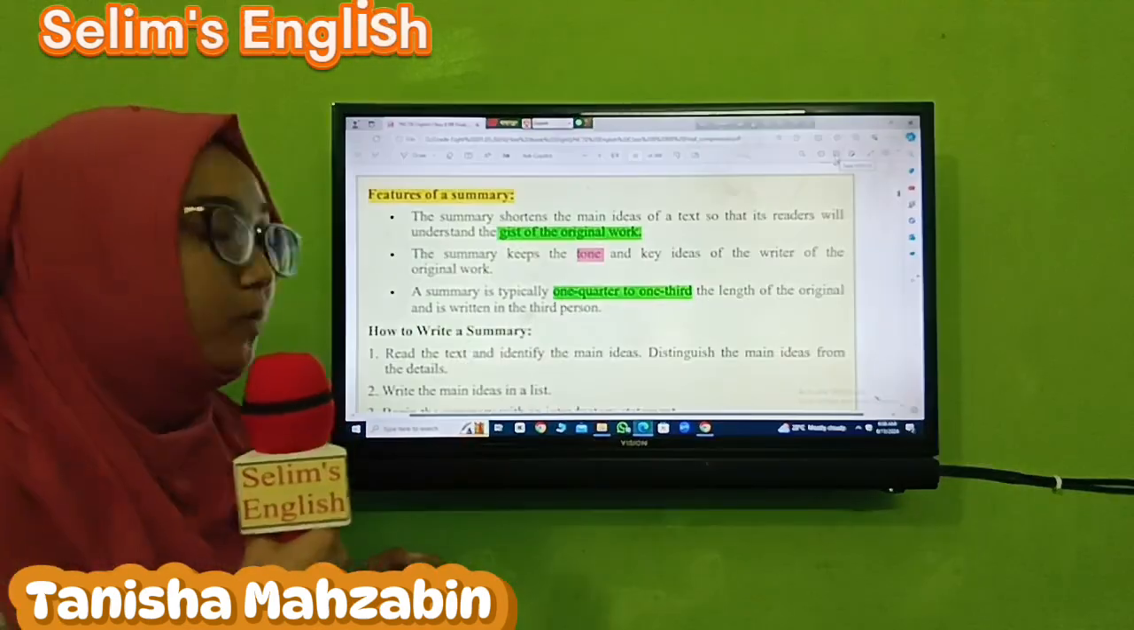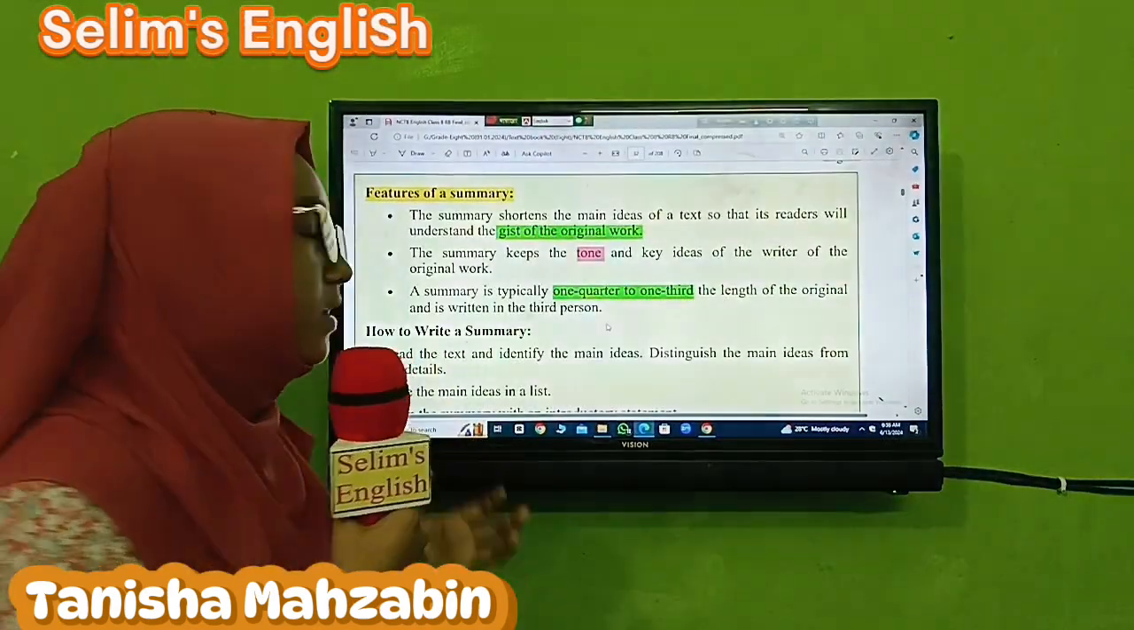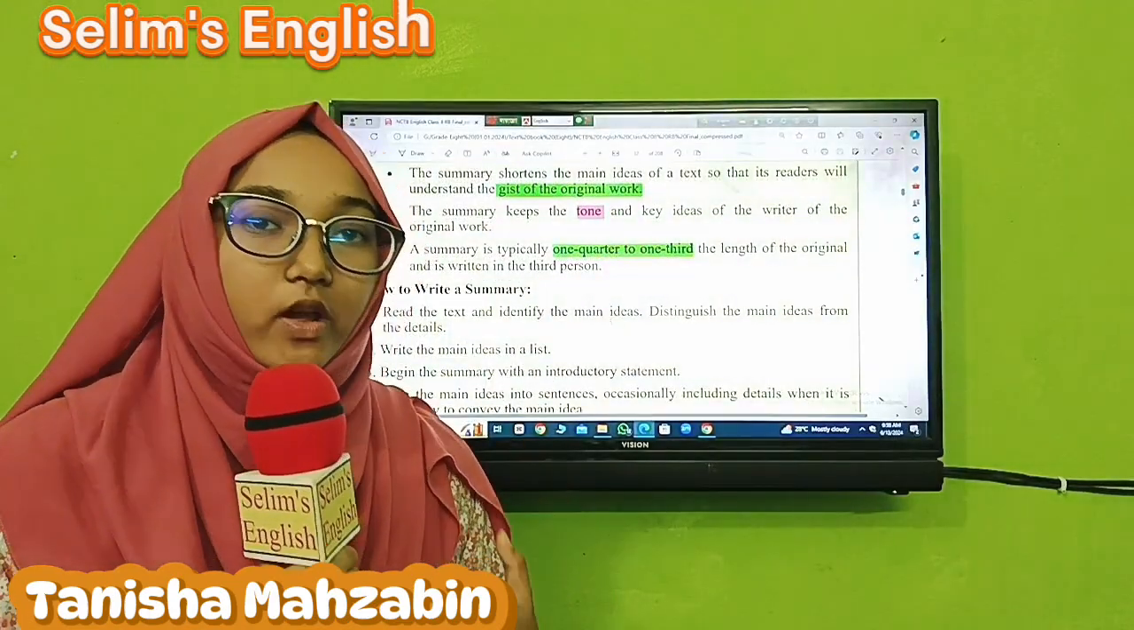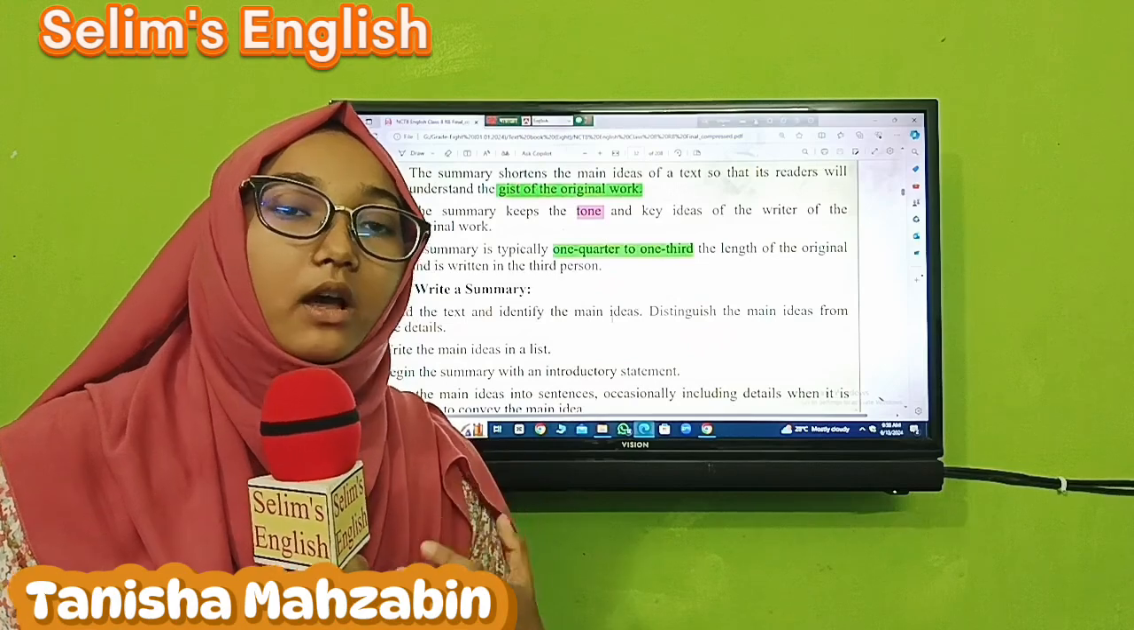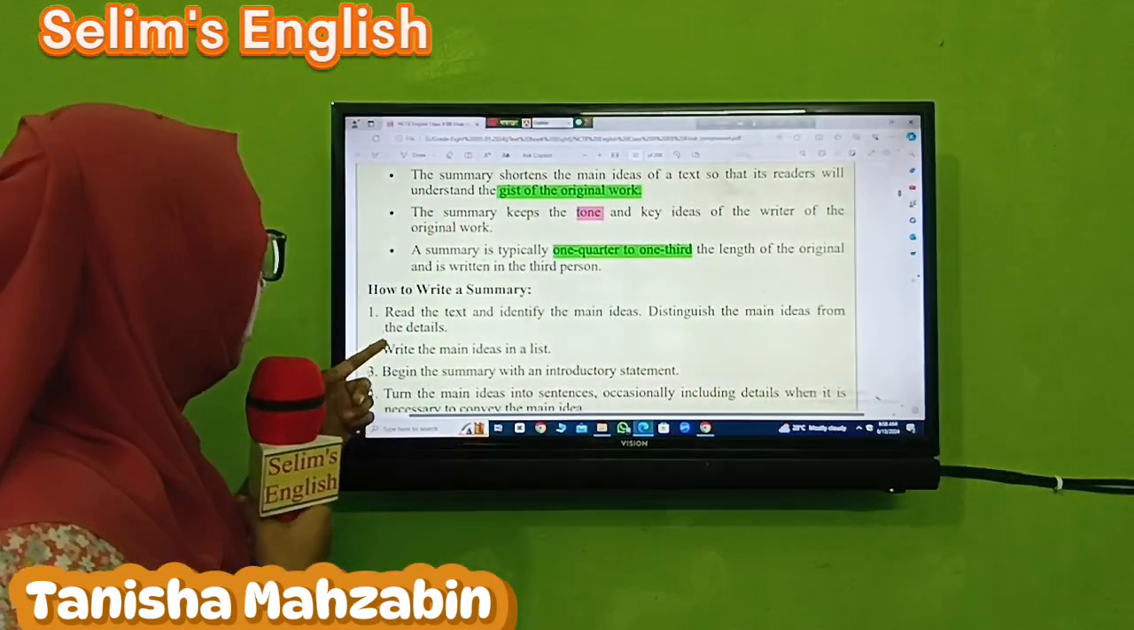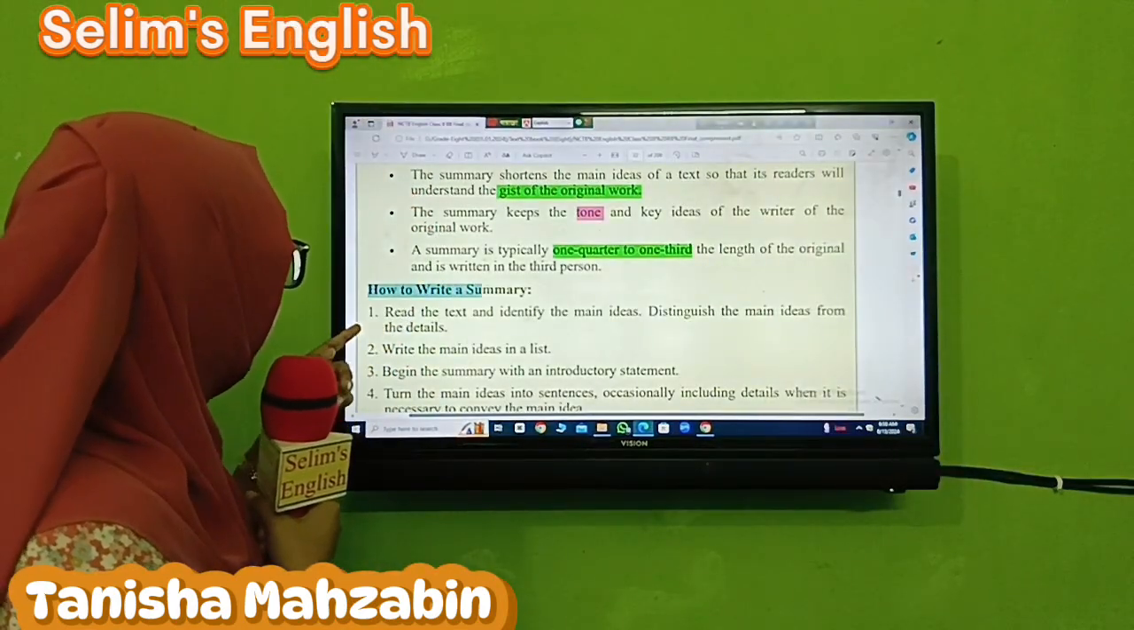Okay, so I hope you understand the characteristics and features of the summary that you have to write, so that the reader will understand your summary more clearly. Okay, so let's go to our next point: how to write a summary.